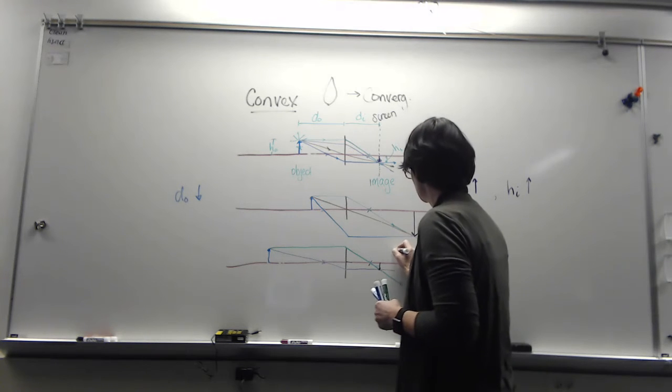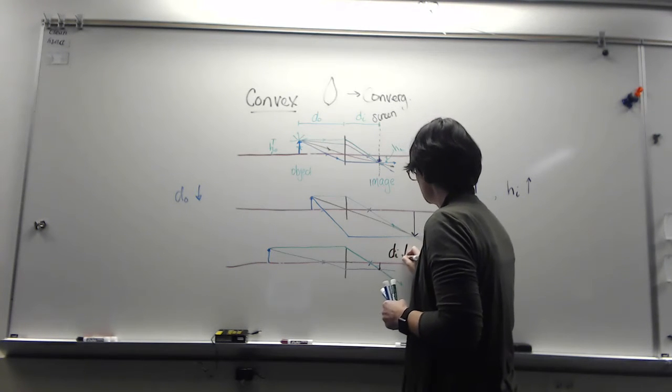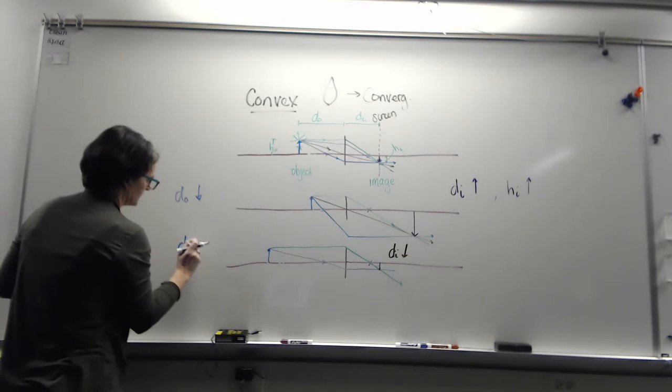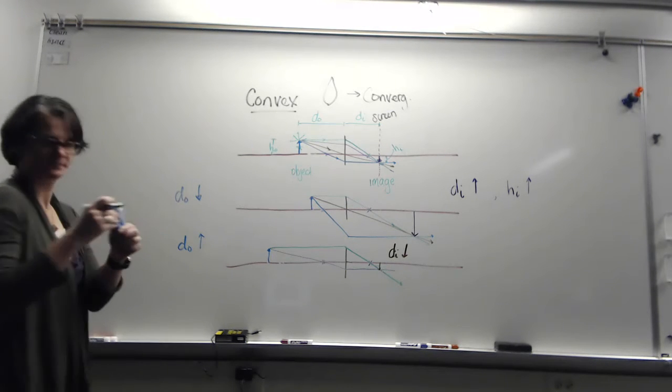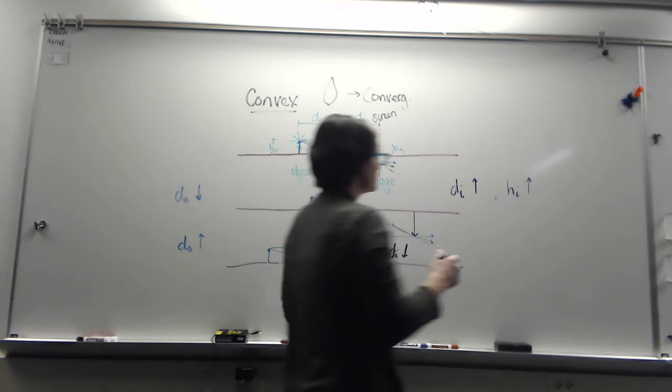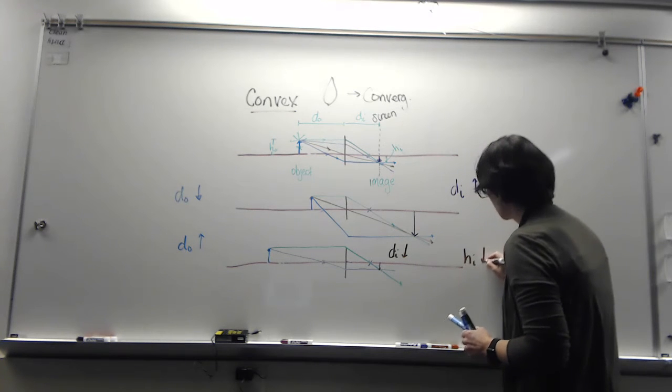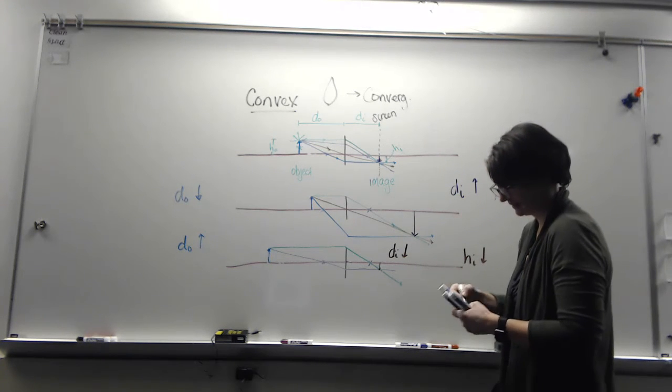So the image distance decreases when our object distance increases. And it's very hard to tell because I didn't make a drastic change, but our image height decreases.